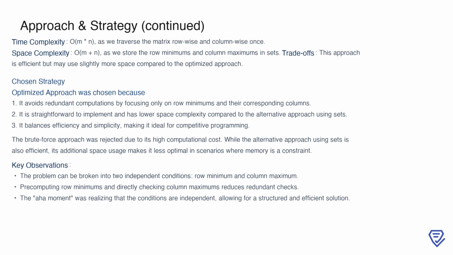This trade-off makes the set-based method efficient in terms of computation but less favorable in terms of memory usage compared to the optimized approach. After carefully evaluating the trade-offs, the optimized approach is the chosen strategy. It avoids redundant computations by focusing only on row minimums and their corresponding columns. Additionally, it is straightforward to implement and achieves lower space complexity than the alternative approach using sets. This balance of efficiency and simplicity makes it ideal for competitive programming.